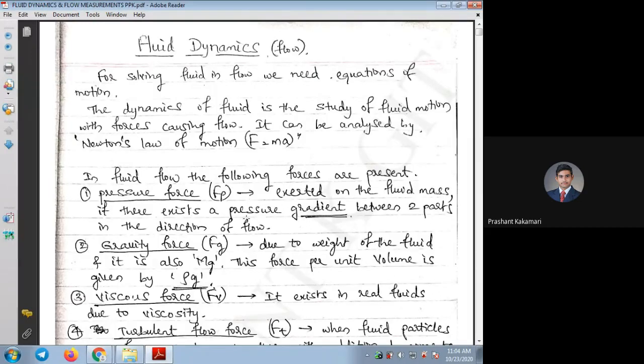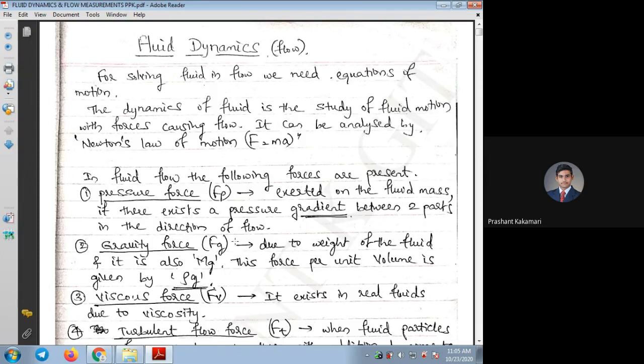Such devices will generate a pressure difference or pressure gradient. If there is no pressure gradient, then there is no difference in force, and a body cannot move. That's the simple concept. Whenever a pressure gradient is generated between two points, the flow can be generated, in the direction of the given difference. From the high pressure position to the low pressure point, the flow is going to take place. Similarly, here we know the gravitational force.